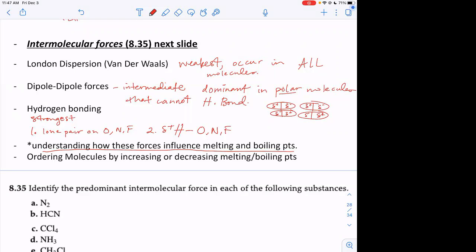Okay. The type of intermolecular force holding molecules together, the stronger that is, the more energy it's going to take to melt it or boil it, the higher the boiling point would be. So molecules that can hydrogen bond are going to have the highest melting points and boiling points. Molecules that can only interact via London dispersion force, so non-polar molecules, those will have the lowest melting points and boiling points.